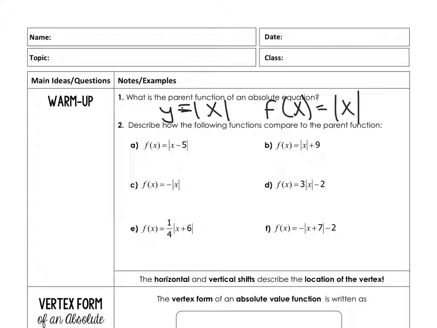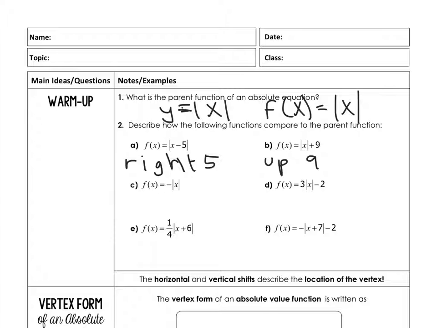Okay, so when we do the following part in number 2, we're just going to look at, is it the input, output, what's being changed, and how is it being changed. So A, we just see that the input is changing, so that's a left or a right slide, and since it's been changing by subtracting 5, it's actually going to go 5 units to the right. So it's going to go right 5 units. Okay, so B, we notice it's the output that's changed, and we're adding 9 to the output, so it's going to go up by 9 units.